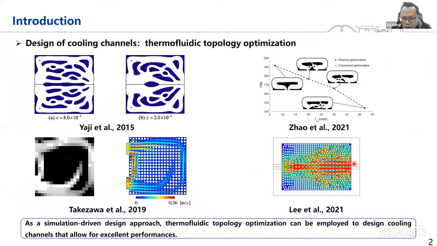As a simulation-driven design approach, fluidic topology optimization can be employed to design cooling channels that allow for excellent performance. Some works have used high fidelity fluid models to describe the fluid flow in multi-scale channels and do topology optimization. These high fidelity simulations are often computationally complex.